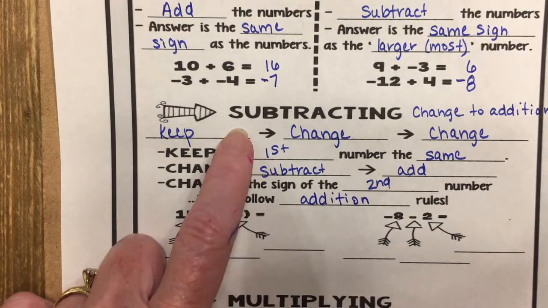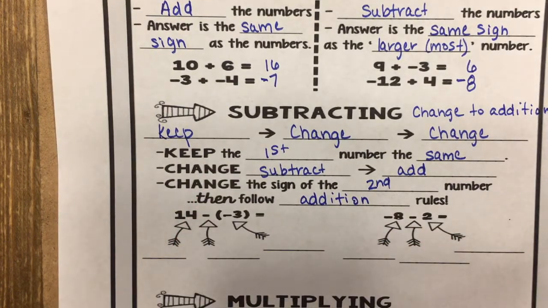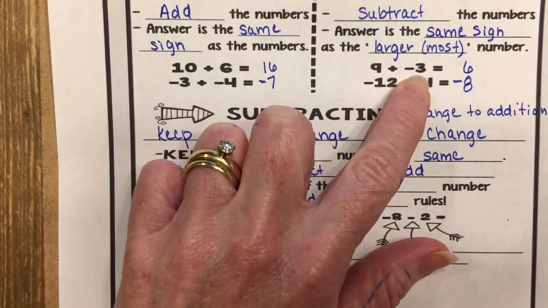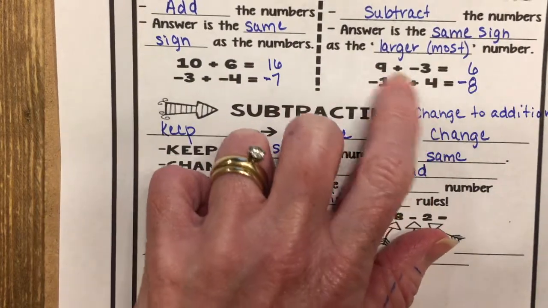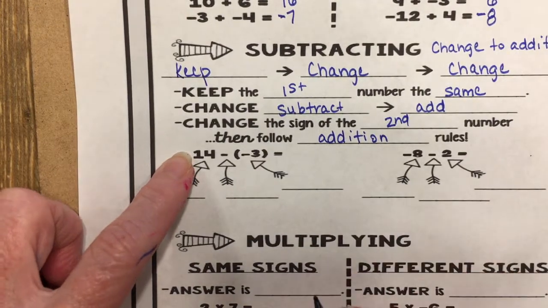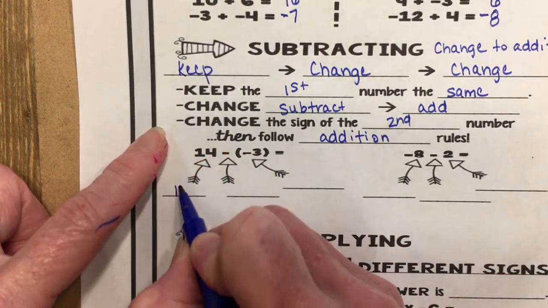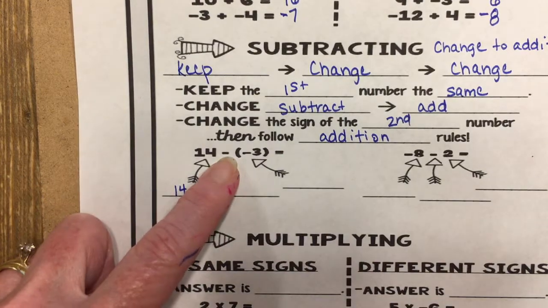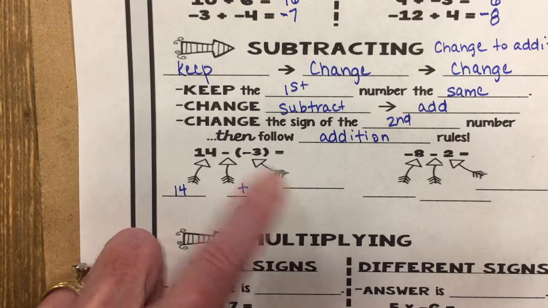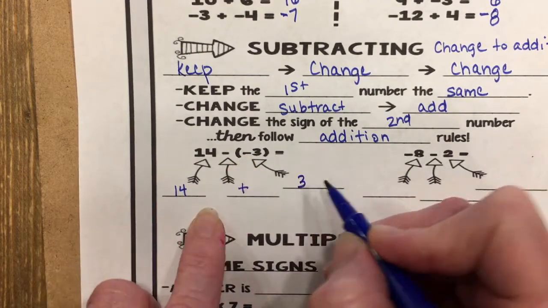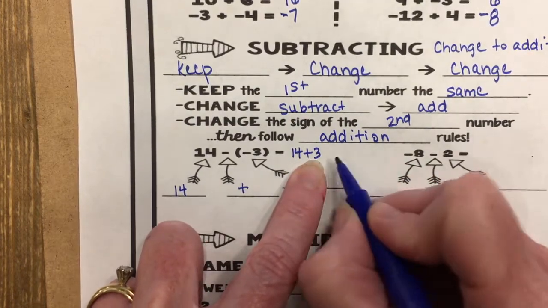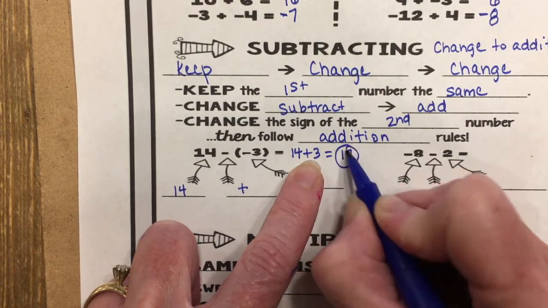The reason you can do this is that subtraction is just another way to say add the opposite, right? So subtracting 3 or adding a negative 3 is the same thing. 9 minus 3 is 6, and 9 plus negative 3 is 6. All right, so let's take a look at how the rule works. I'm going to keep, change, change. So keep the 14. That means it doesn't change. It's still 14. I'm changing subtraction to addition, and I'm changing the second number to its opposite. So the opposite of negative 3 is positive 3. Now I have the new problem, 14 plus 3. These are the same sign, so when I add them, I get 17, and it stays positive because these are both positive.